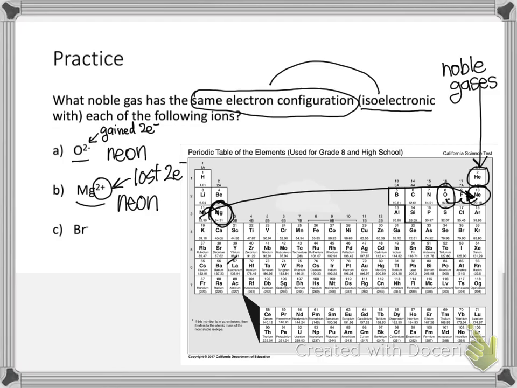And lastly, this is bromide, Br, there is a -1 right there. So you find bromine, there it is. We see it has a -1 charge, which means it gained 1 electron. And so if I have bromine on the periodic table with 35 electrons, if it gains 1, it looks like krypton. Its electrons do.